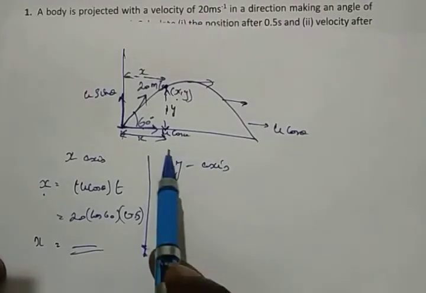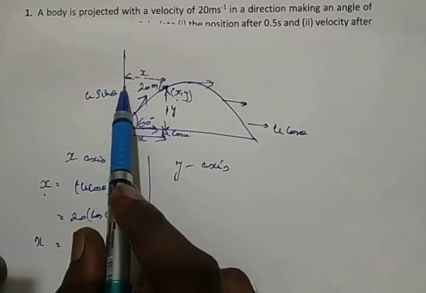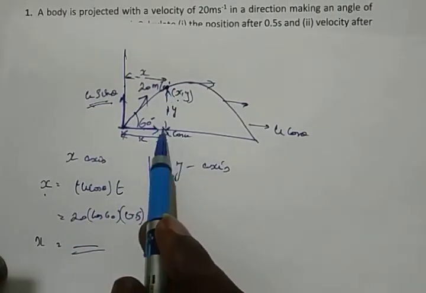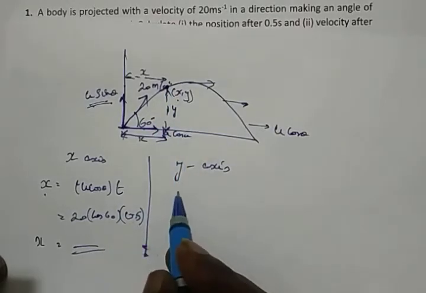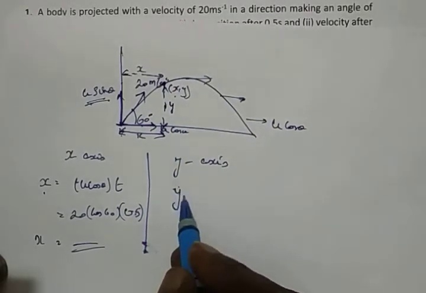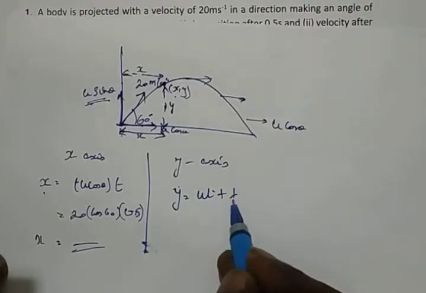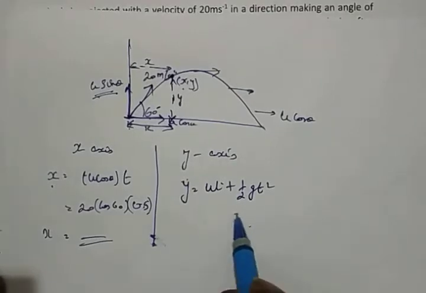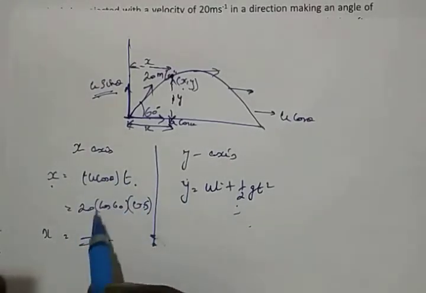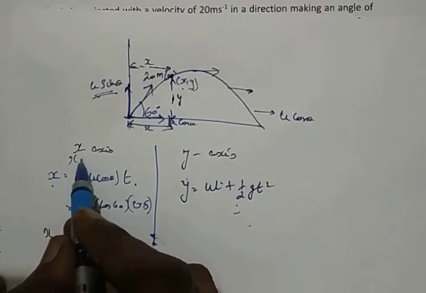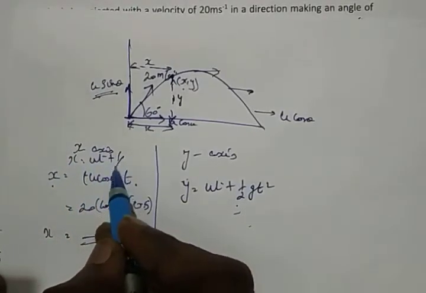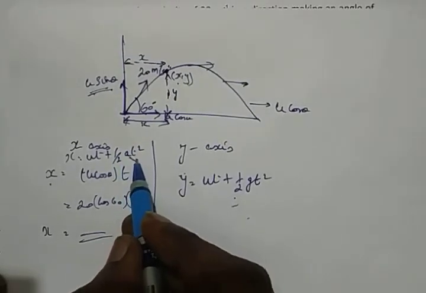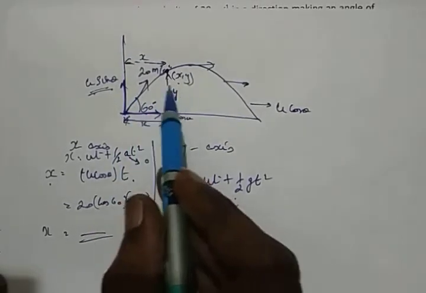Similarly, going up, there is a distance traveled along the vertical. Since there's a distance traveled, you have to take y equal to ut plus half gt square, the same formula we need to use. Now you might ask, why can't we use the same formula here also? Yes, you can use it. We have just used the same thing: x equal to ut plus half at square, or the acceleration. Here the acceleration is equal to 0 because the velocity along the horizontal is the same.